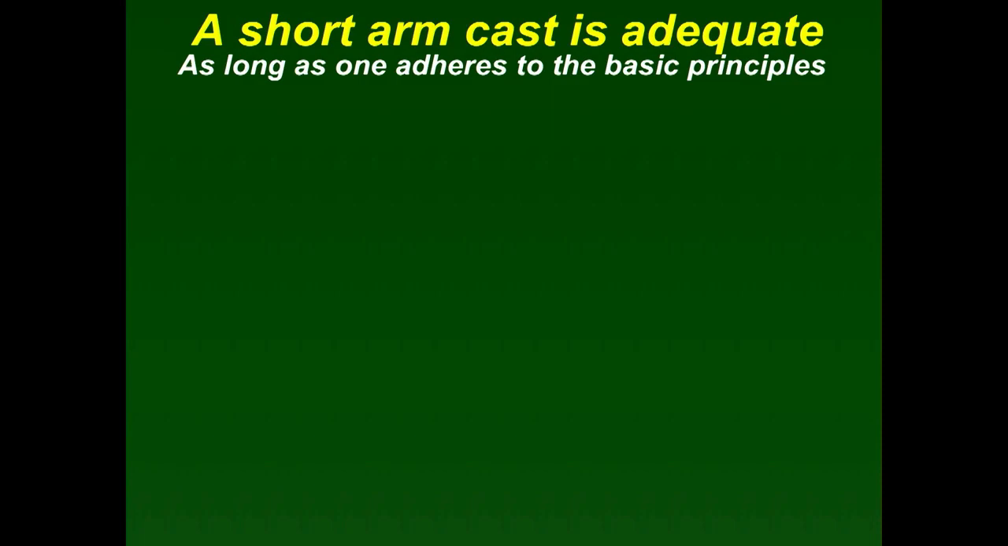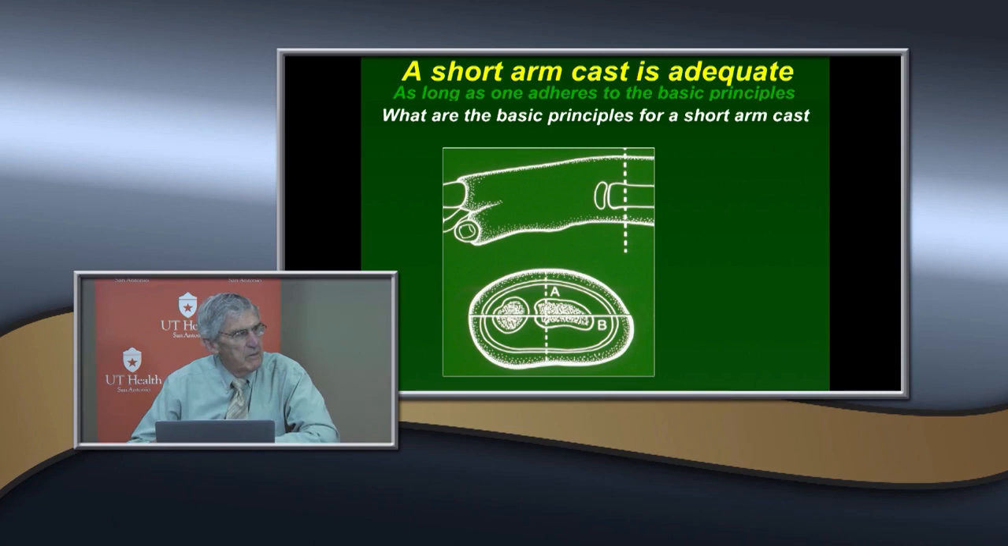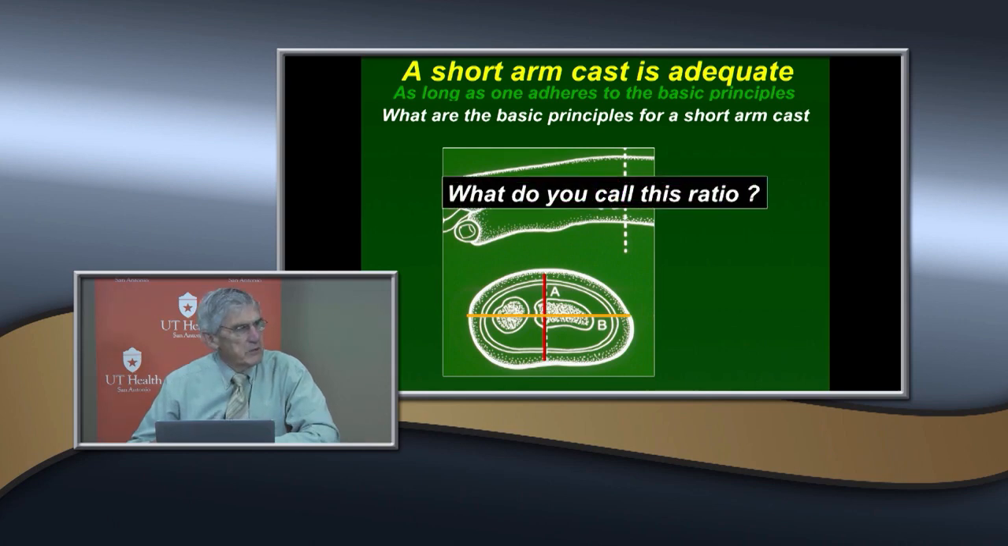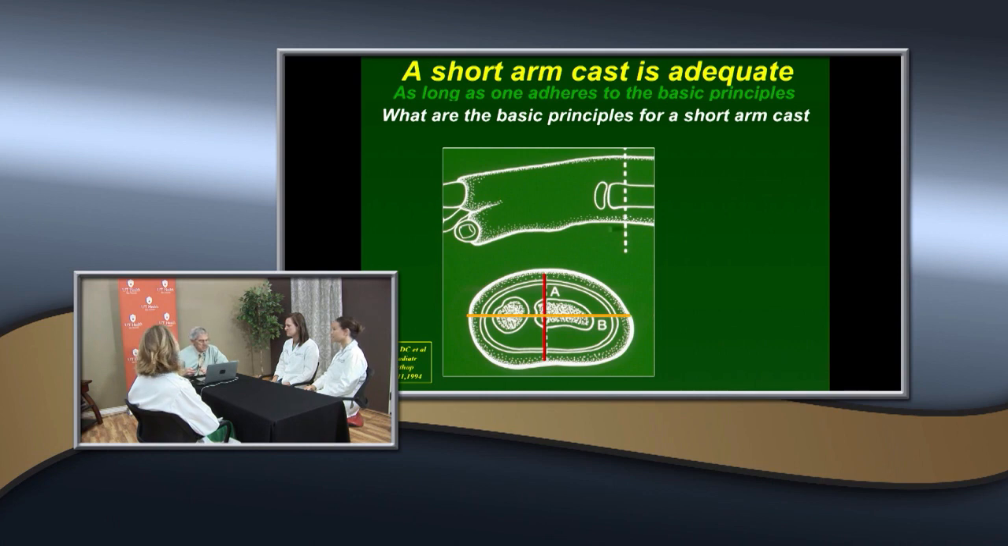Sometimes you can use a short arm. Okay. But what do you have to do if you use a short arm cast? Make sure that you have a good mold. That's right. You got the basic principles for a short arm cast. So how does the cast have to be? It has to be an ellipse. That's right. It has to be elliptical. In other words, A over B has to be, what do we call this ratio? The cast index. Very good. This is the cast index. And this was described by Chess up in Canada years ago. I remember when I first heard him give this talk.